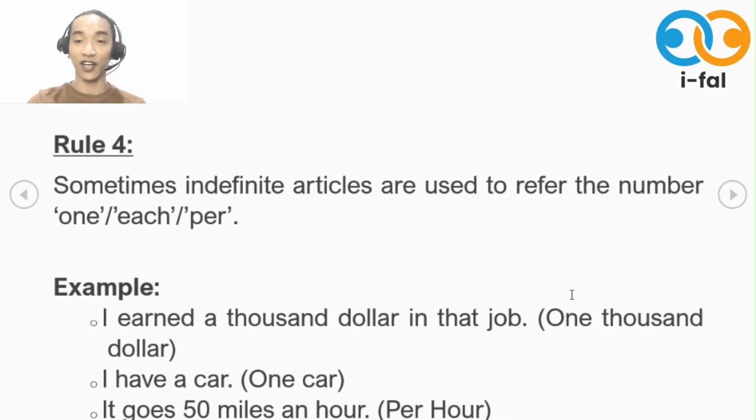Sometimes indefinite articles are used to refer to the number one, each, or per. Example here, I earned $1,000 in that job. Instead of saying one, we just use a. Next, I have a car. Instead of saying one car, we use a. It goes 50 miles an hour. So it goes 50 miles per hour. We just use an or a.